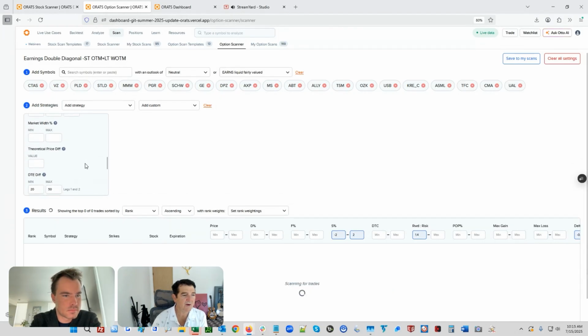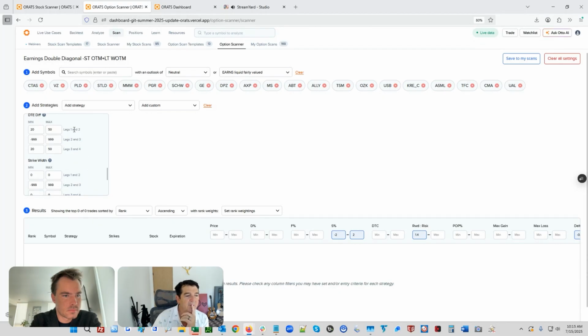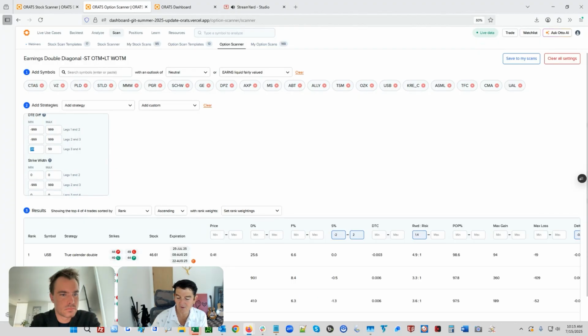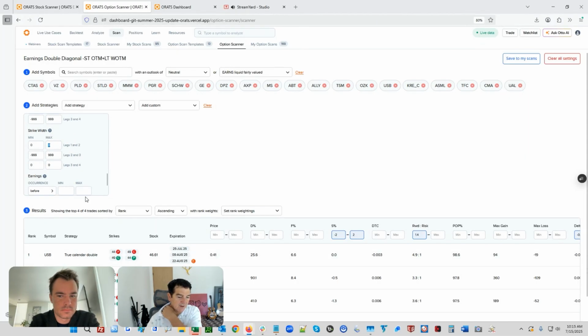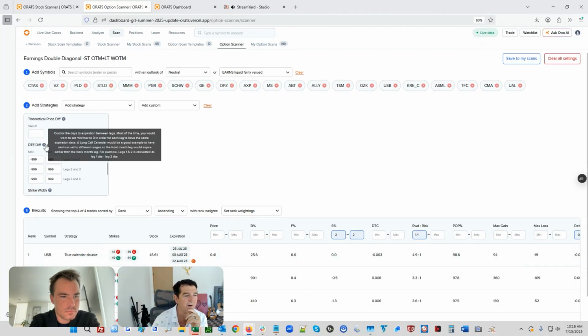So none of those, right? So leg 1 minus leg 2, 20 to 50. Yeah. Actually, another thing to do is just to make them all negative 999 to 999 and see where the constraint was. Oh, there they are now. Okay, so the constraint was in the leg relationships, right? Yeah, for the DTEs. So the strike width is good, right? So we know the strike width is good, but we had the DTE diff incorrect.